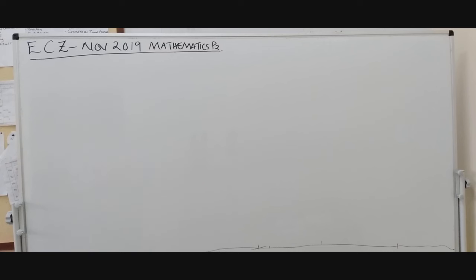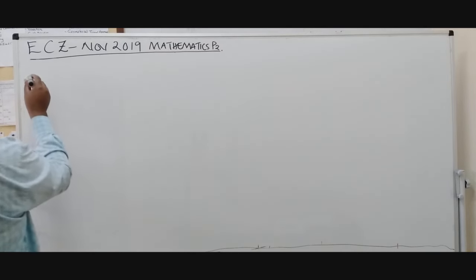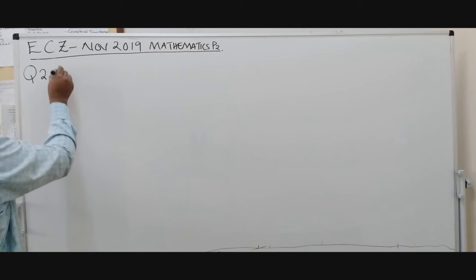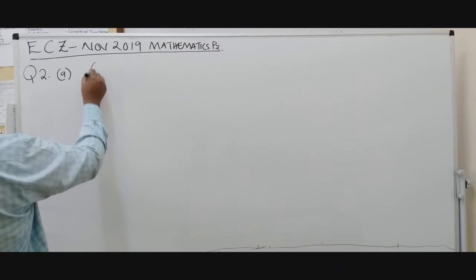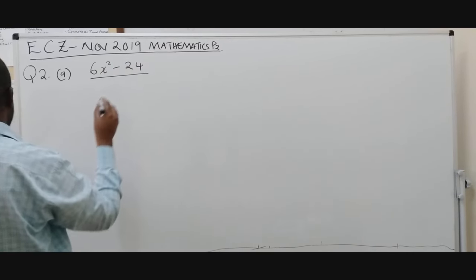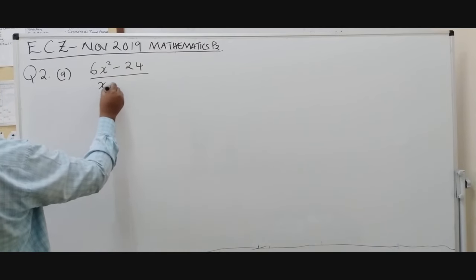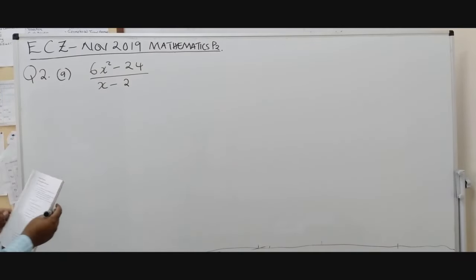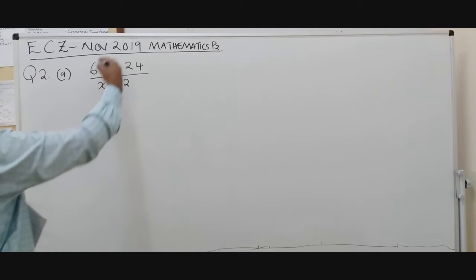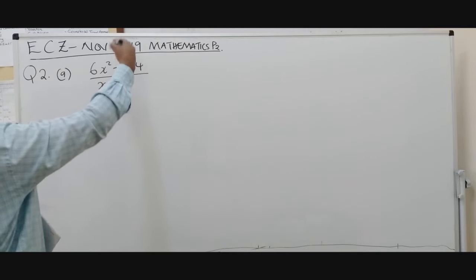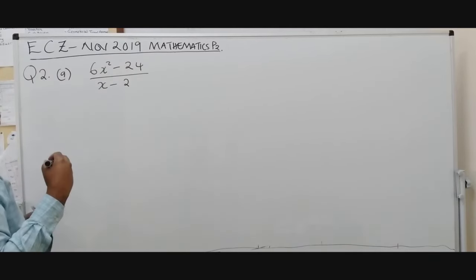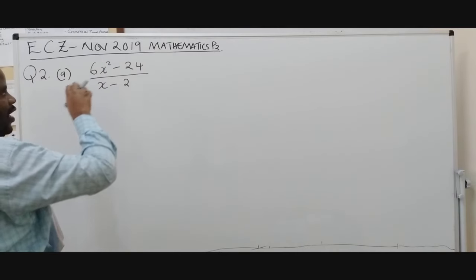Alright, so question 2. We are told to simplify 6x squared minus 24, all divided by x minus 2. Okay. Now, how do we simplify this one? Right? Because it's a fraction, we can tell if at all we are able to divide or get the common factor for both the numerator and the denominator. But in this case, we are unable to do that. So what you do is you deal with the numerator on its own, then the denominator on its own if it is possible.